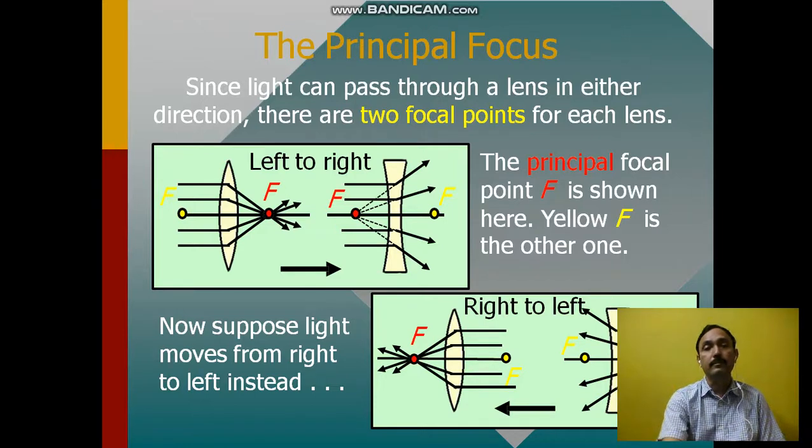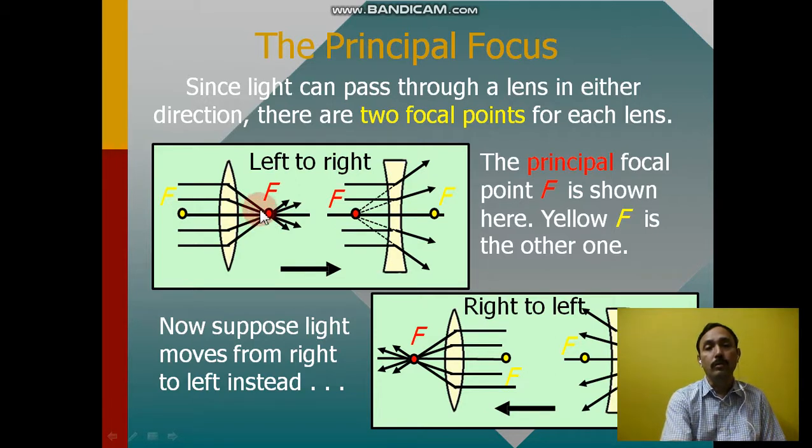Principal focus. Since light can pass through a lens in either direction, there are two focal points of each lens. This we have already discussed. The principal focus point, here it is F, as the light is coming from this end, and after refraction the light is meeting here. This is the principal focus.